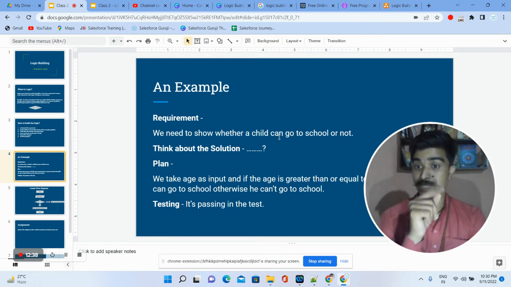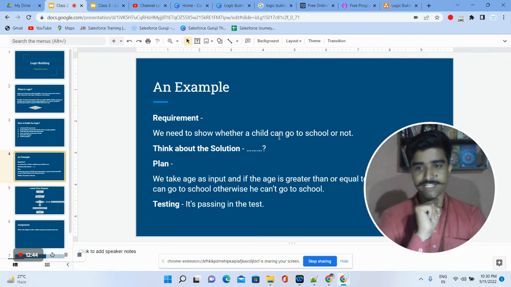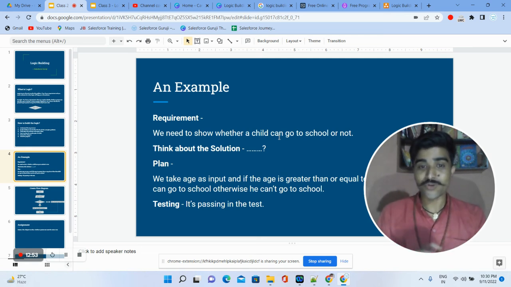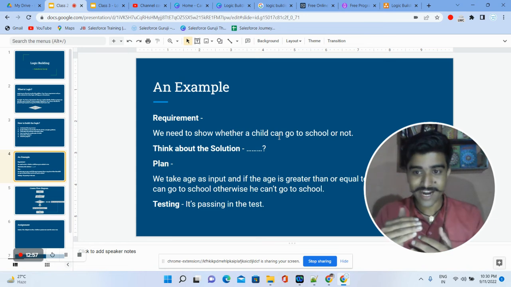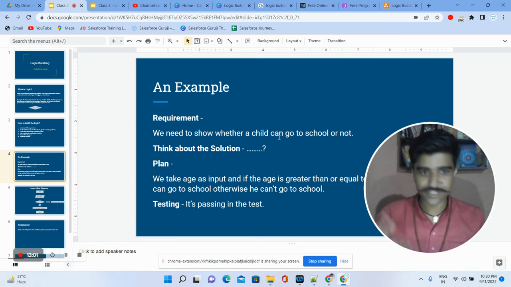It means if the age is greater than or equal to 3, then that particular child can go to school. So this is how basically you need to think about the solution. Just think about the solution, definitely you will get it. Maybe it will be hard or it will be very simple, but you will definitely get it. So this is how you need to think.